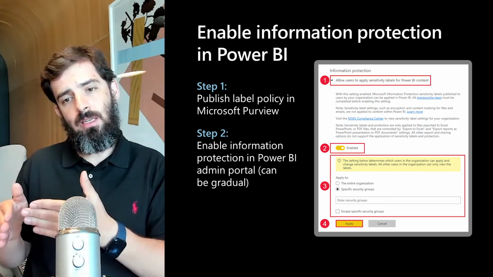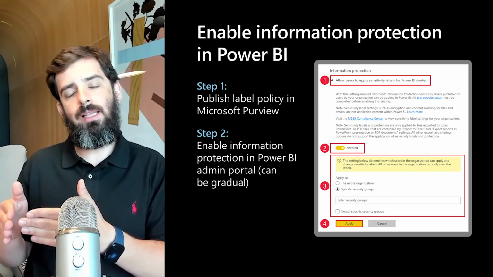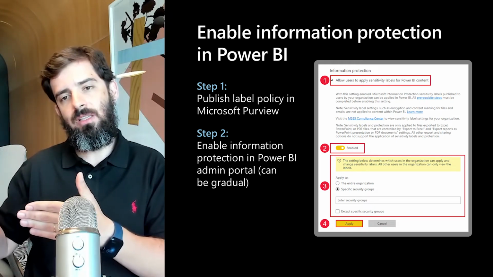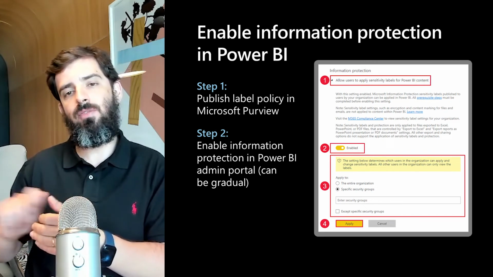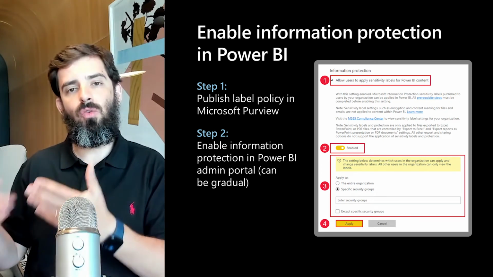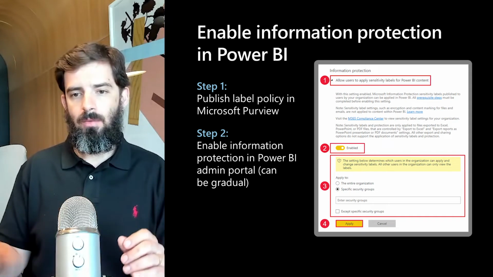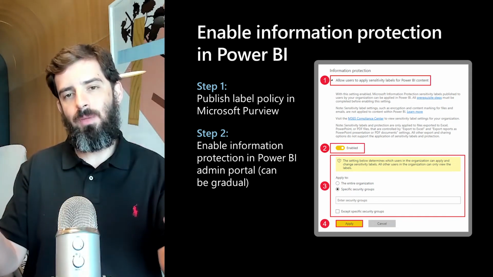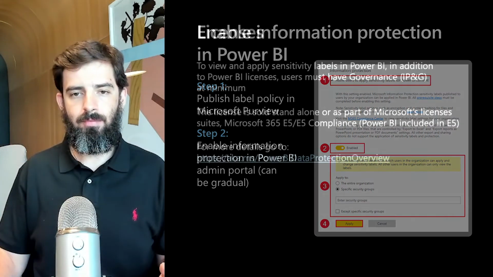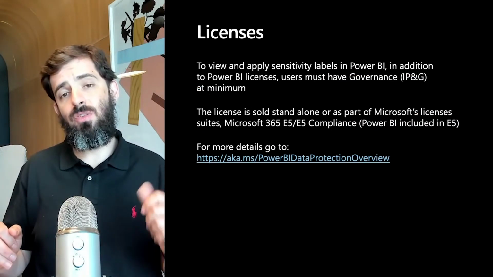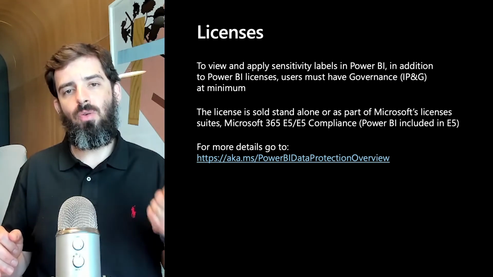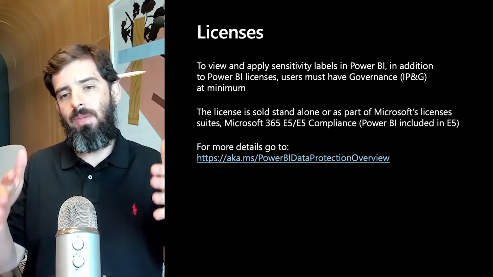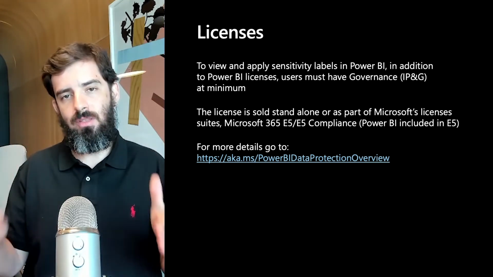And the setting here enables you to enable it gradually, for a small number of users for testing and validation, and then enable it for the entire tenant once you're ready to deploy. Once you enable this, it turns on automatically all the built-in experiences that I just showed. From a licensing perspective, for sensitivity labels, users are required to have an information protection and governance license, which is very common in many of the existing Microsoft suites.